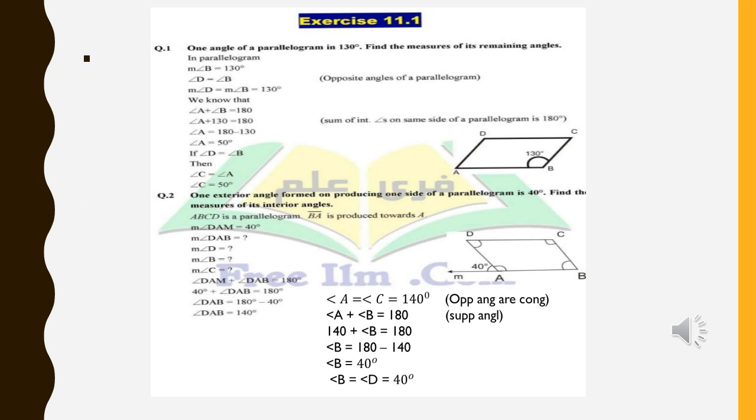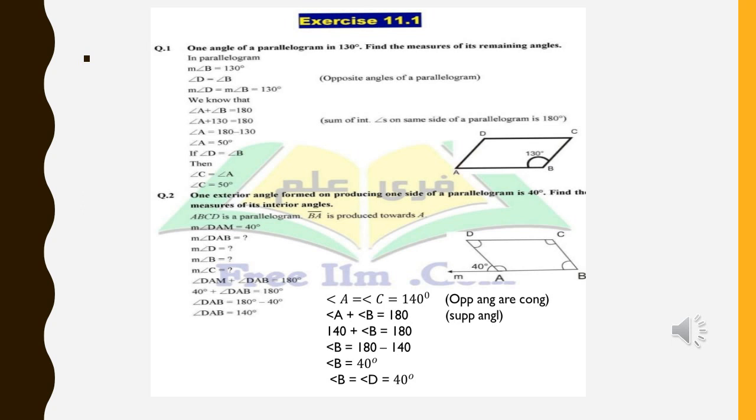Students, now we are going to apply the properties that you learned in the first theorem in exercise 11.1. The first question is: one angle of a parallelogram is 130. Find the measure of the remaining angles. First of all, students, draw the parallelogram ABCD. Write the 130 degree angle at any vertex. We write it at vertex B. So in the parallelogram, angle B is equal to 130.